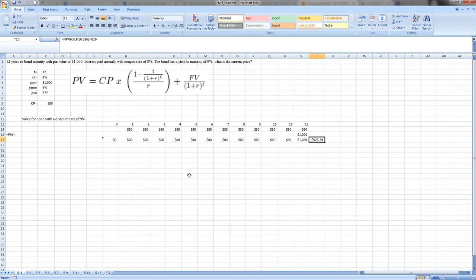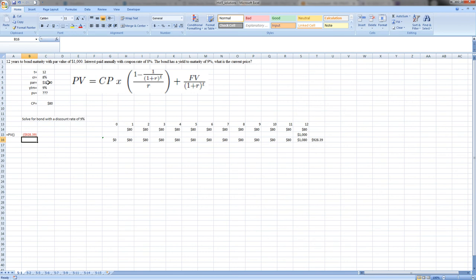for. Another way to go about doing this is to use the PV function. So you say PV is equal to the rate, 9%. We know that there's 12 payments. We know that we receive an incremental payment of $80. That's the coupon payment. We are going to receive $1,000 in the future, and we're paid at the end of the period. So by default it's 0, but we'll go ahead and code it. We can also see that it would be $928.39.